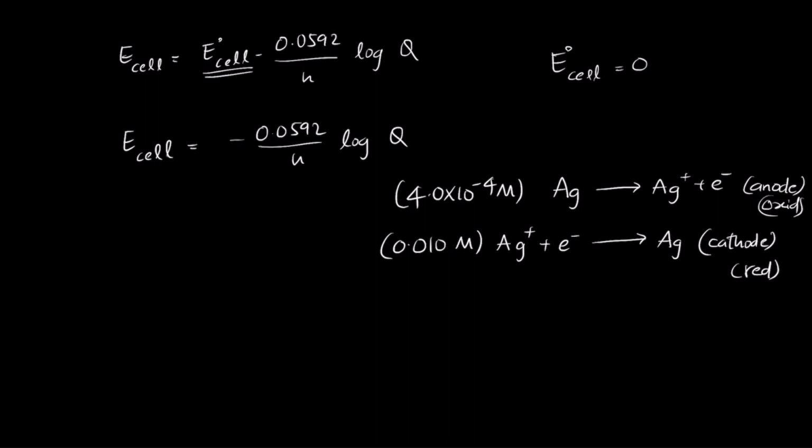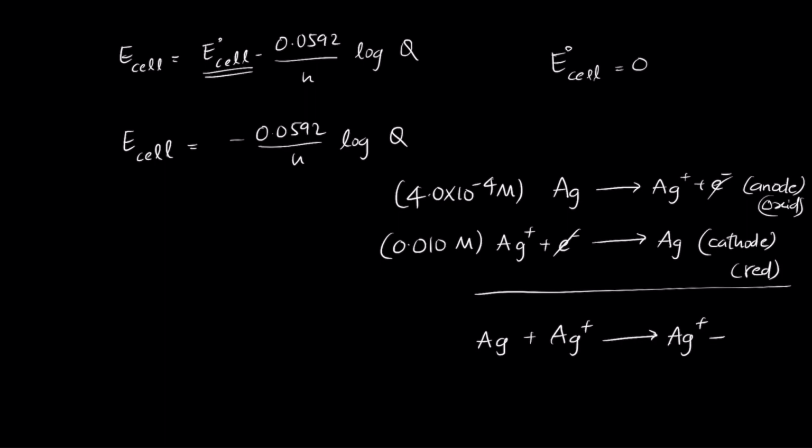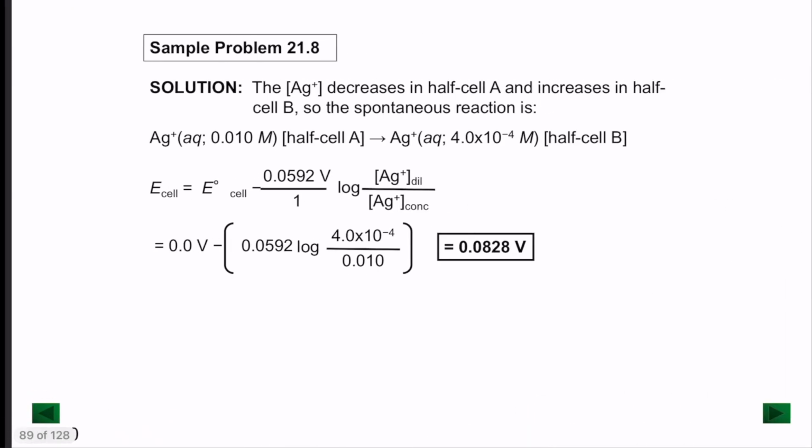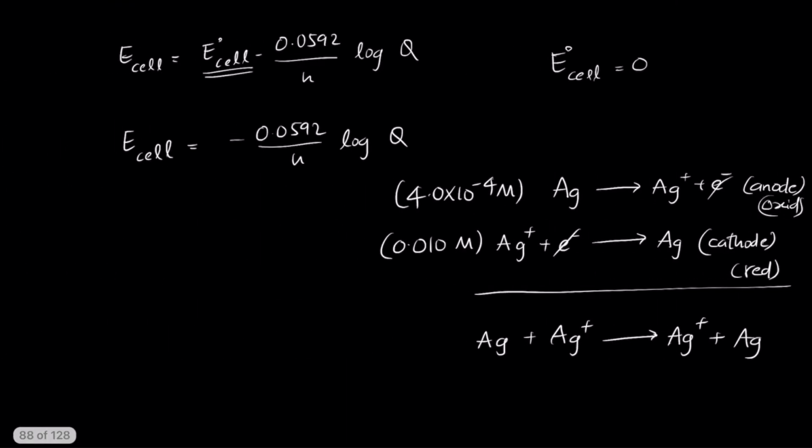Now we have to calculate the total reaction. The full reaction becomes, the electrons get cancelled, so Ag plus gives Ag plus, Ag. Now how would you calculate the difference here? Notice here that you have two different Ag plus. On one side you have the high concentration Ag plus, on the other side you have the low concentration Ag plus. So let's consider this the concentrated one and this is the dilute one.